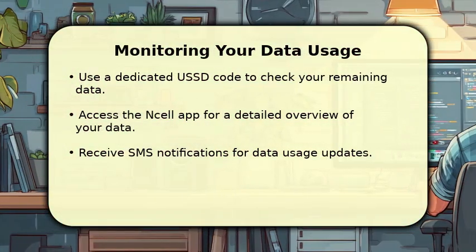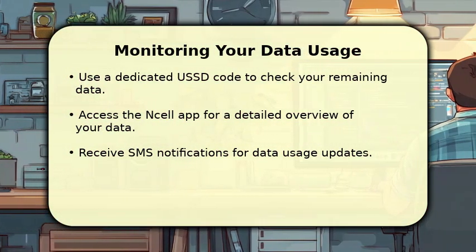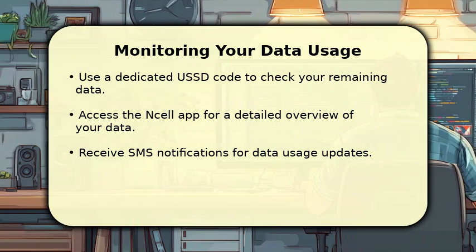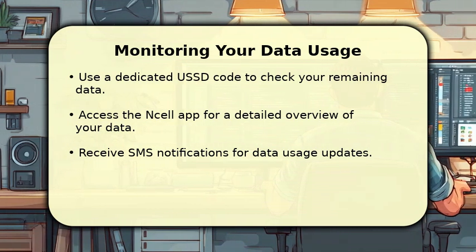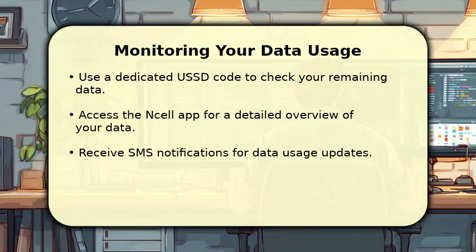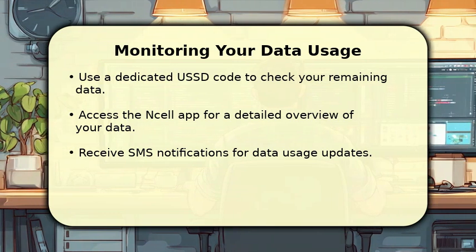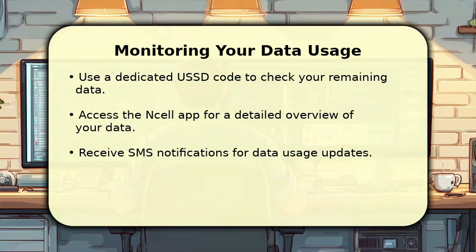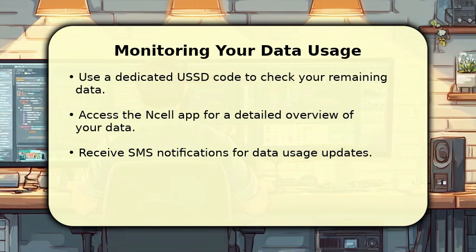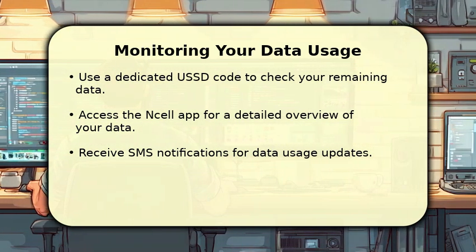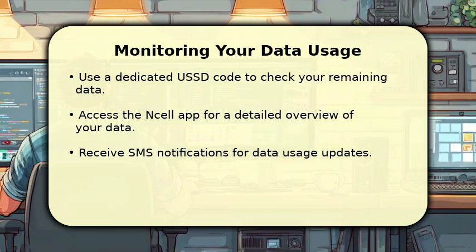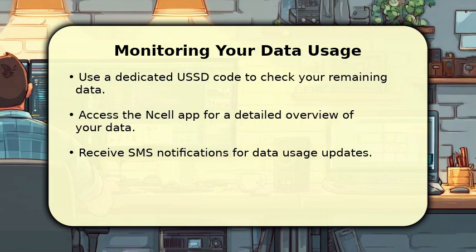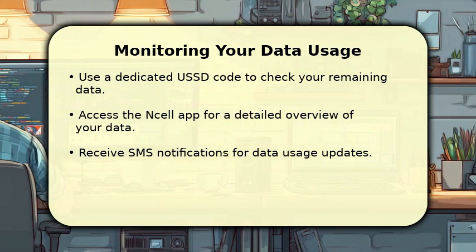Keeping track of your data usage is crucial to avoid running out unexpectedly. There are a couple of easy ways to do this. You can dial a specific USSD code, usually *17123#, and select the option to check your data balance. Alternatively, for a more detailed breakdown, download and use the official Ncell app. It provides a comprehensive overview of your remaining data, validity, and even usage history. Plus, Ncell often sends helpful SMS notifications about your data consumption.